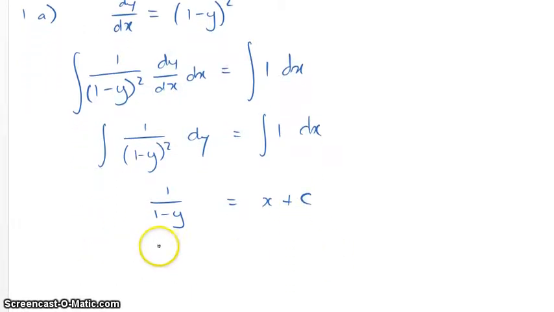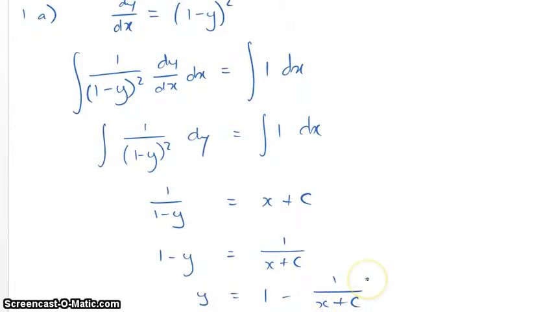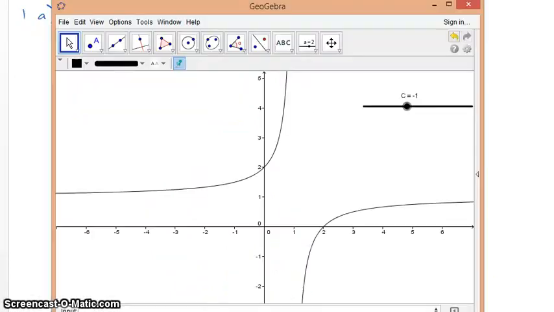Making y the subject, because we're told to make y the subject of this one, we know that 1 minus y will be 1 over x plus c, and so y is 1 minus 1 over x plus c. We now need to draw this for differing values of c. What does this look like? Well, I'll have GeoGebra help me out a little bit here.